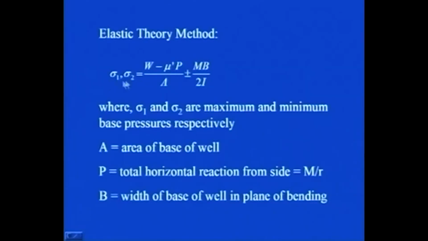So here sigma 1 and sigma 2, one is maximum and the other is minimum. They can be obtained as (W minus mu prime P) over A, plus or minus M B upon 2I, where sigma 1 and sigma 2 are the maximum and minimum base pressures respectively. A is the area of base of well, P is the total horizontal reaction from side, which can be calculated as capital M upon R, and B is the width of base of well in the plane of bending.